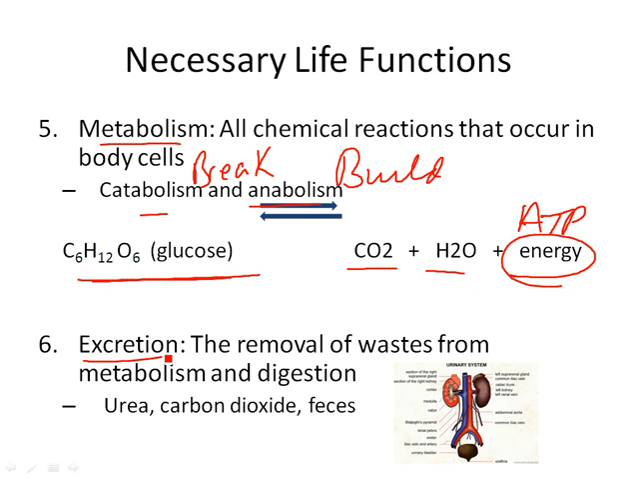And so anything that you need to basically get rid of, like carbon dioxide, you breathe that out. Urea, you get rid of that through urine. The waste products from food goes out in our feces. The urea is going to go out in your urine. You're going to actually get rid of stuff in your sweat. So there's got to be a way to get rid of stuff. So we call that excretion.